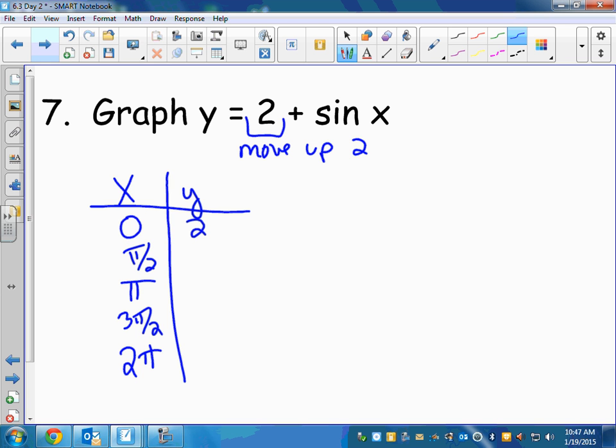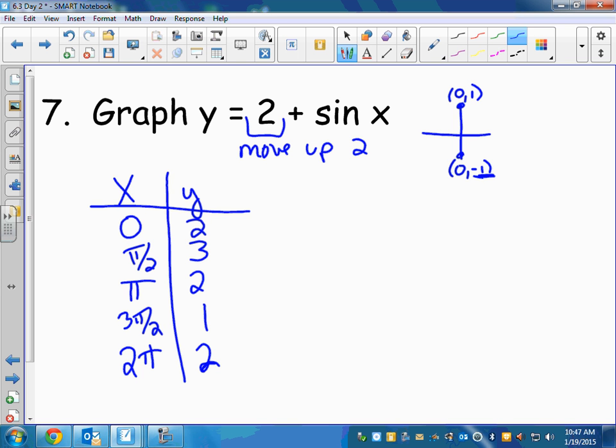When I plug in pi halves, remember pi halves is up here. So that's 1. 1 plus 2 gives me 3. Pi sends me back to 0 plus 2 is 2. Be careful with your negatives. 3 pi halves gives me a negative 1 value, but negative 1 plus 2 is 1. And at 2 pi, I better end back where I started at 2. So you see how we've just added 2 to all those numbers that we got, which means if you can do that without actually making the chart, I'm okay with it, but the chart's not that bad to make.